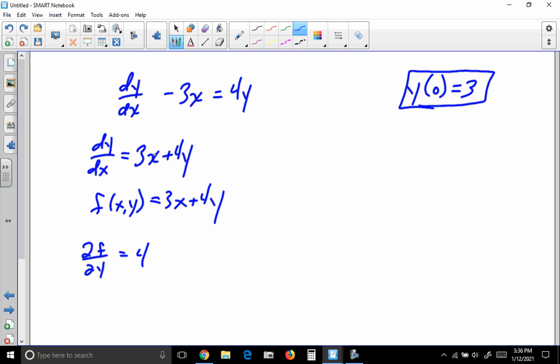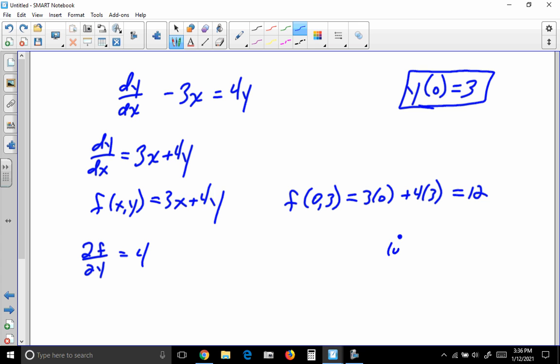So let's check this one. If we take f and put a 0 for x and a 3 for y, we would get 3 times 0 plus 4 times 3, which is 12. So we are continuous at that point. The question is, are we continuous at a rectangle that includes that point?